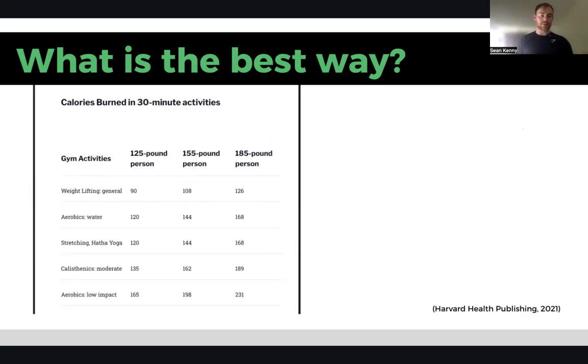So there was a study published on Harvard's website, and they looked at the most calories burned in 30-minute activities. And what's really good about this study is they actually compared it with people of different weights. So you can see 125 pounds, 155 pounds, 185 pounds people. So it's a mix of men and women. And you can see in each different section, depending on your weight, how many more calories it burned.